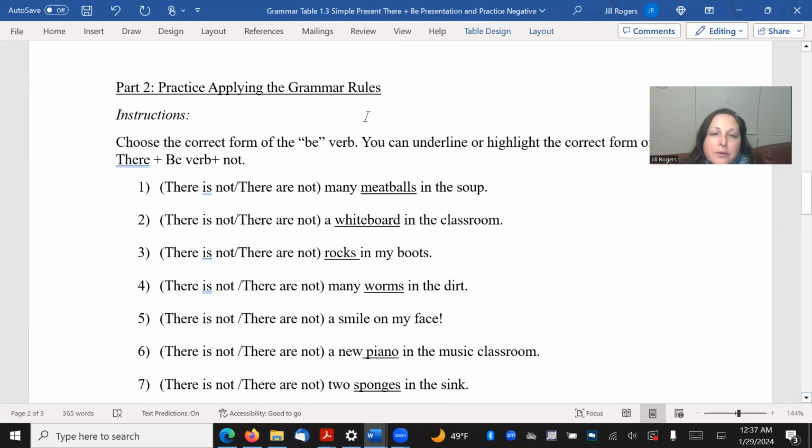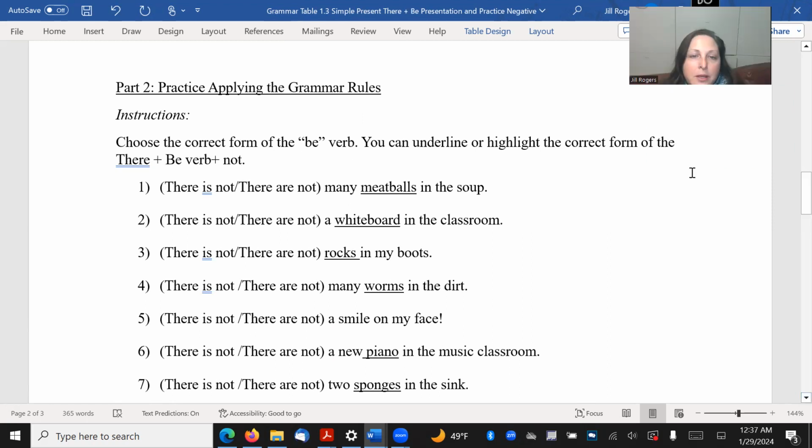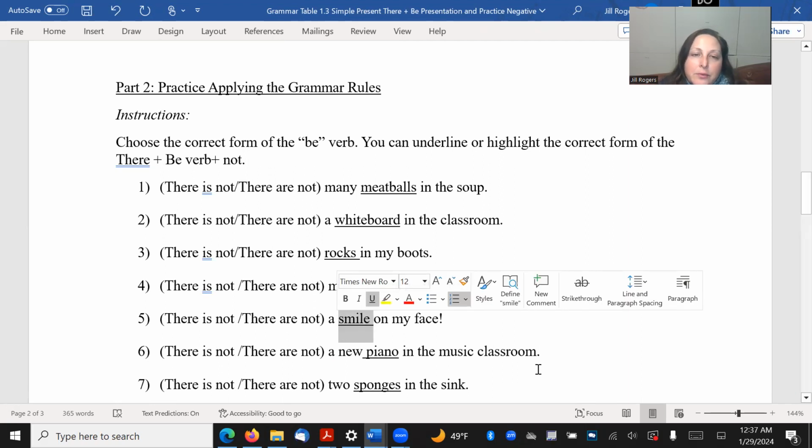So practice applying the grammar rules. Okay, so choose the correct form of the be verb. You can underline it or highlight the correct form of the be verb. Okay, so do we want to take a look at if these are singular or plural? Okay, and if they are, we know which one to use. If it's a singular noun, it's a singular verb. If it's a plural noun, it's a plural verb. Is is the singular verb, are is the plural verb.